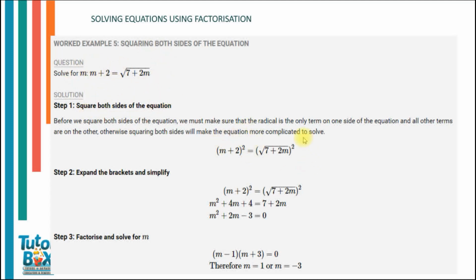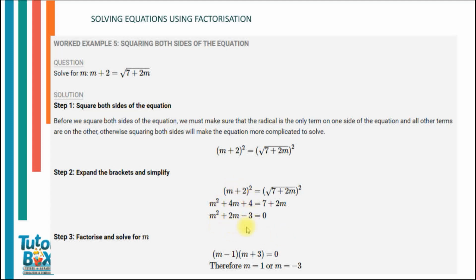You square this side and square this side. If you square this side, because here you have a square root, that would disappear. So you have 7 plus 2m. Then this side, you have m plus 2 squared. If you expand this, you should get m squared plus 4m plus 4 is equal to 7 plus 2m. Then bring everything to this side. You have m squared plus 2m minus 3 is equal to 0.